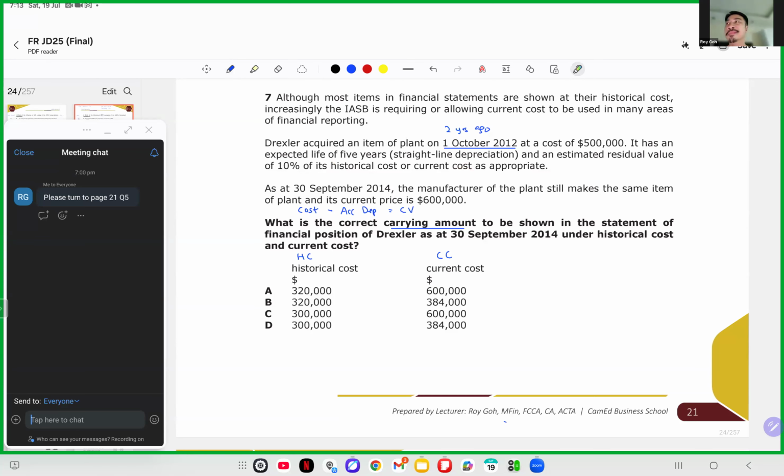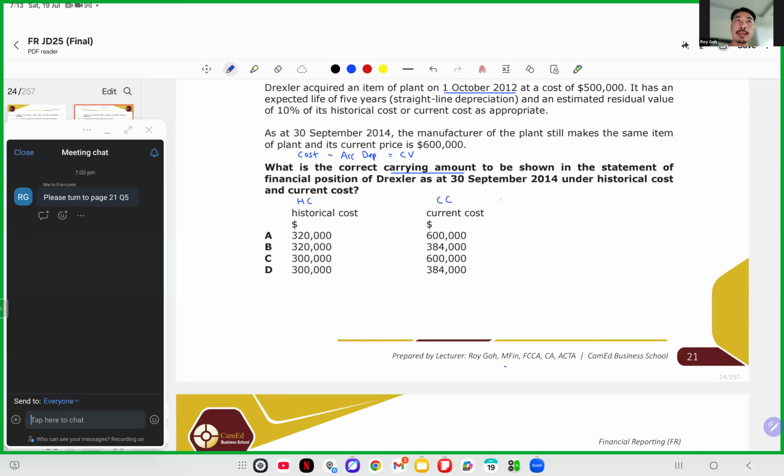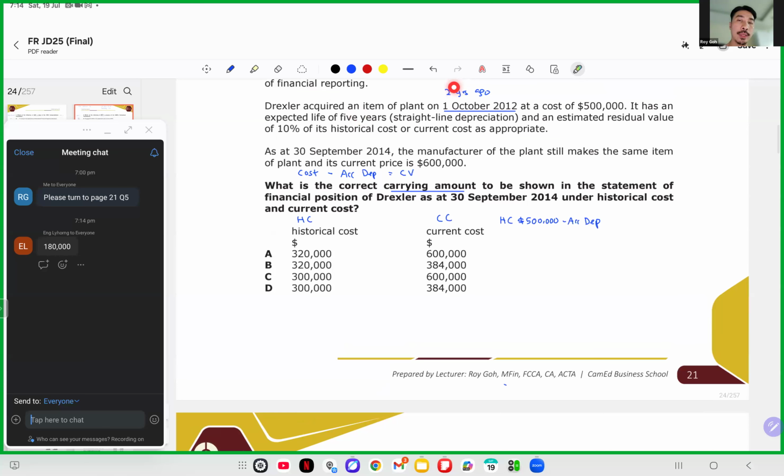So how does it work? Very simple. You are now going to measure cost. This is under the historical cost of $500,000, right? And you minus away the accumulated depreciation. How much is the accumulated depreciation? The cost minus 10%. Residual value is only 90%. And life is 5 years. Accumulated depreciation for 2 years.